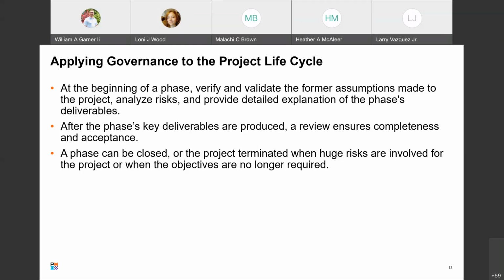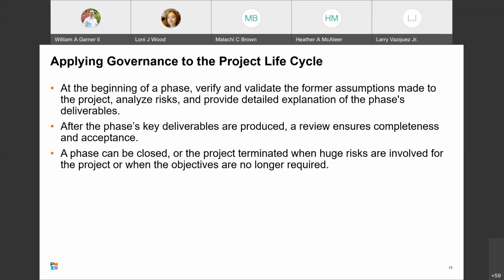So let's think about that again. What we said is, at the beginning of a phase, verify and validate that the former assumptions made to the project are still accurate. You could also, at the end of the phase, make sure that things are as you expect them to be, right? So based on the end of this phase, and before we get to the next phase, let's have a review. Are things still what we expect them to be? Follow your governance processes and determine, are we still on the right path? Are we still in the right direction? Do we need to call some audibles? Do we need to make some changes? Where are we at with this, right?